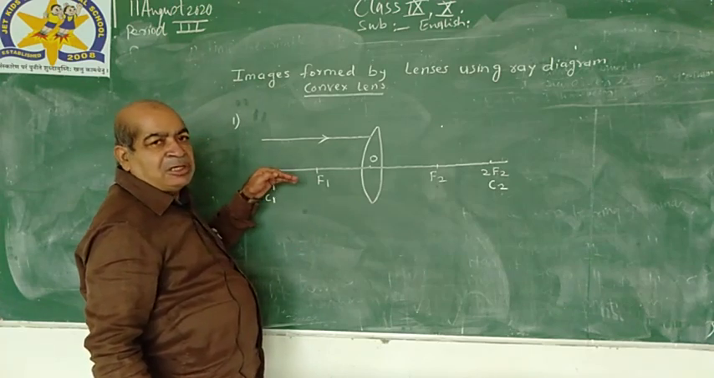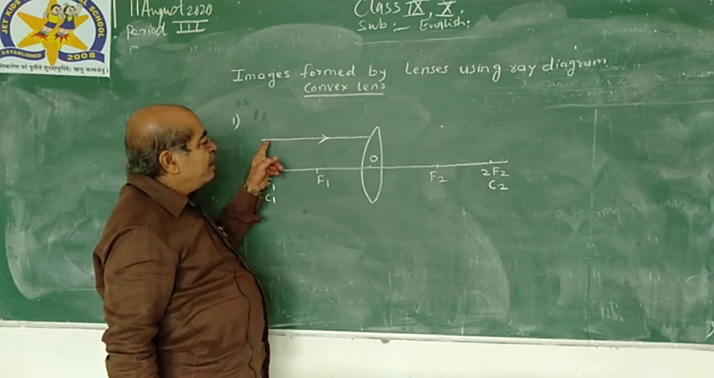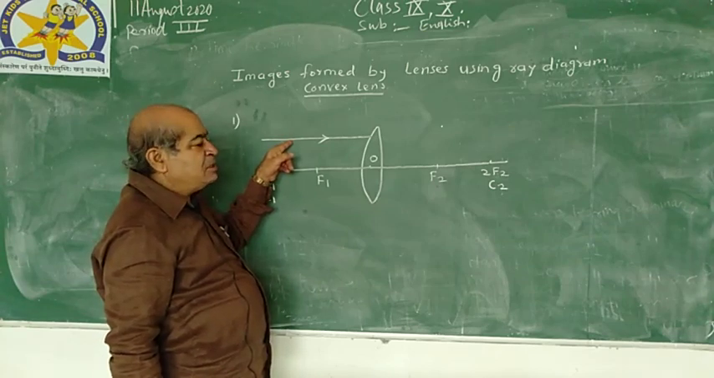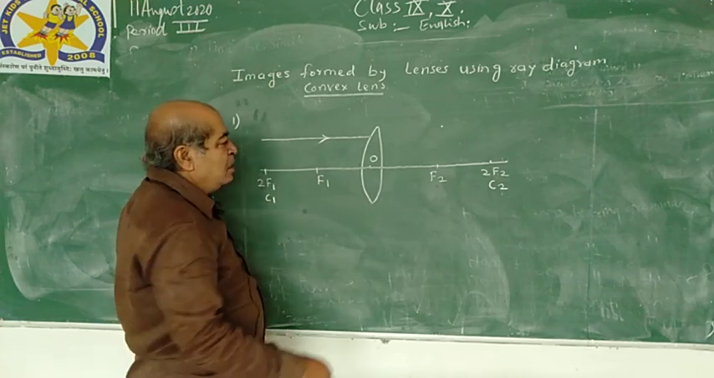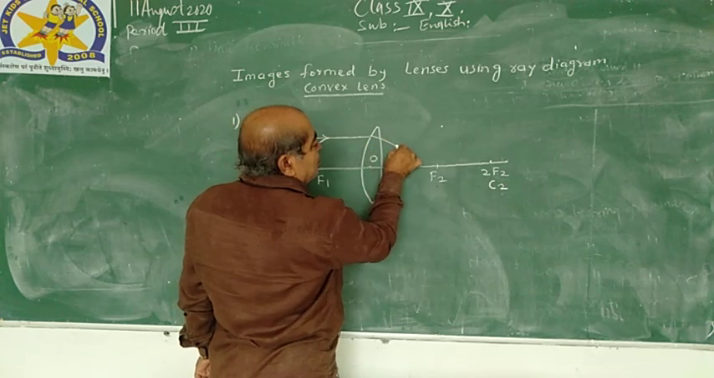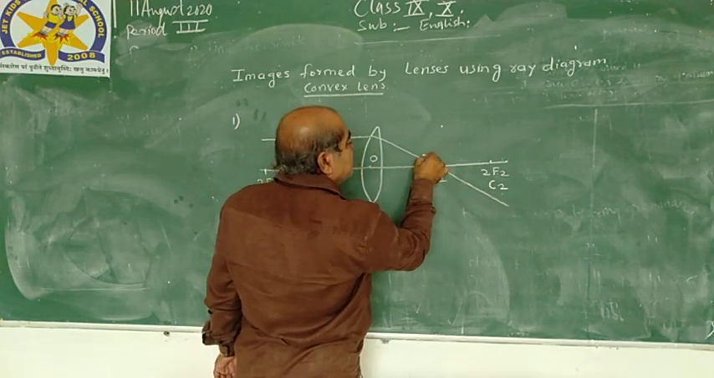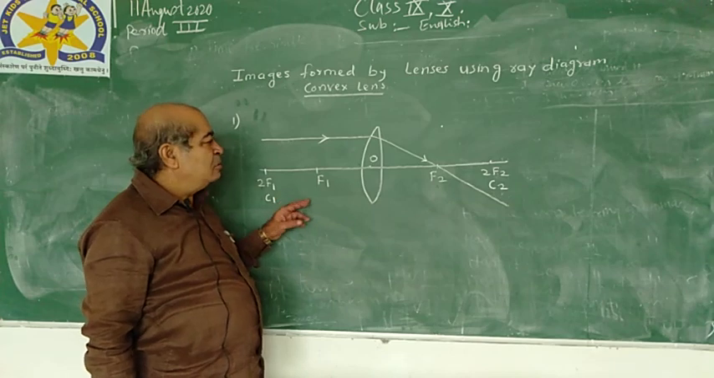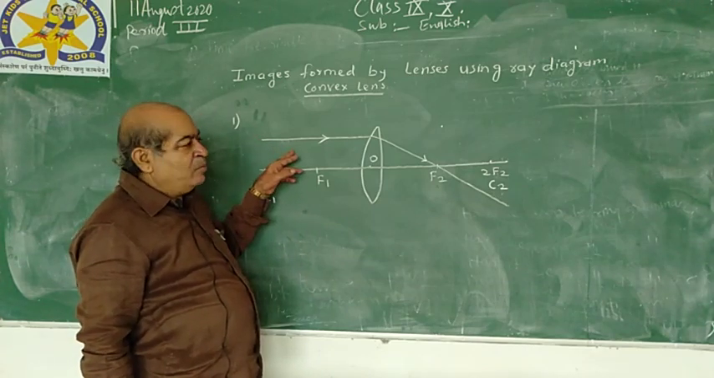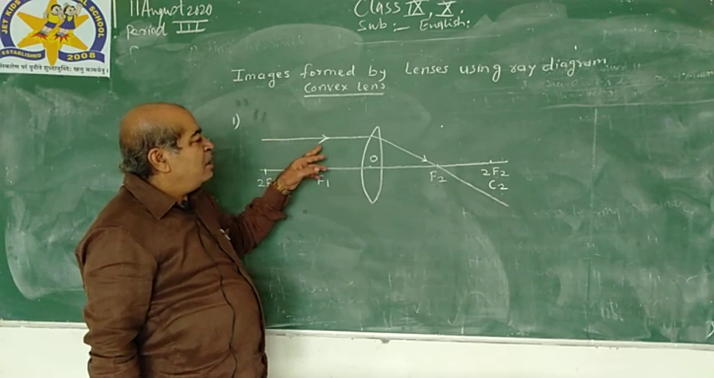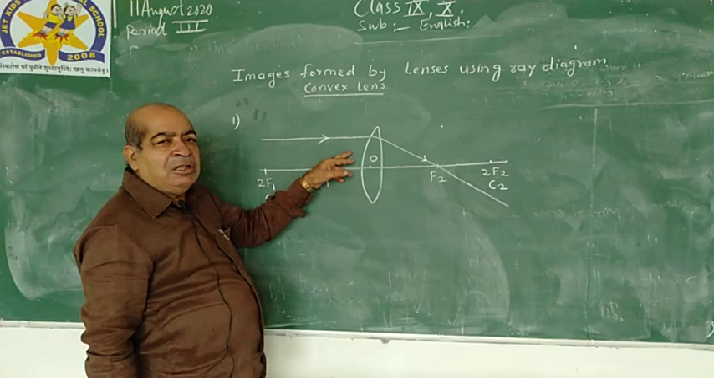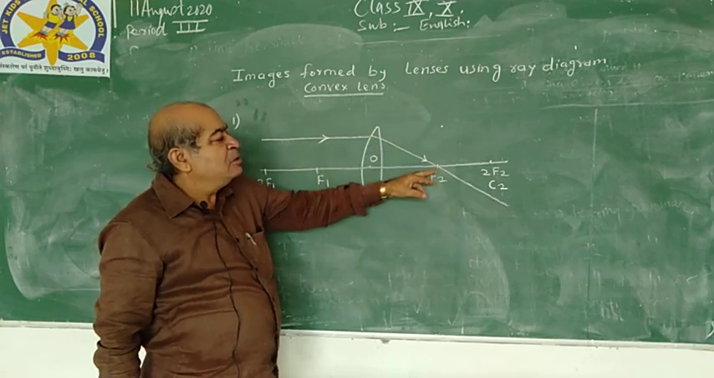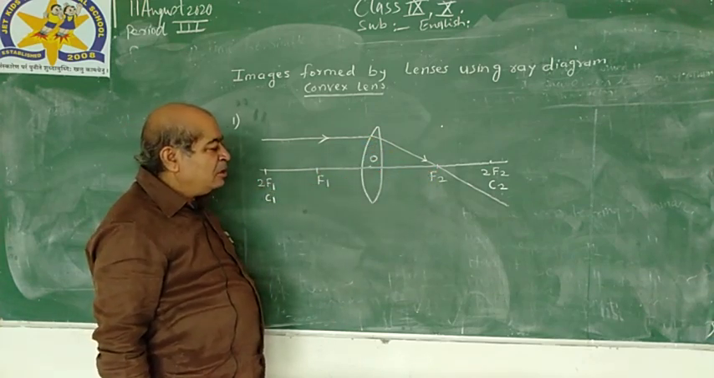The first rule states that when a ray of light parallel to the principal axis is incident on the convex lens, after refraction it passes through the principal focus on the other side. So what is then the first rule? When a ray of light parallel to the principal axis is incident on the convex lens, after refraction it passes through the principal focus on the other side.